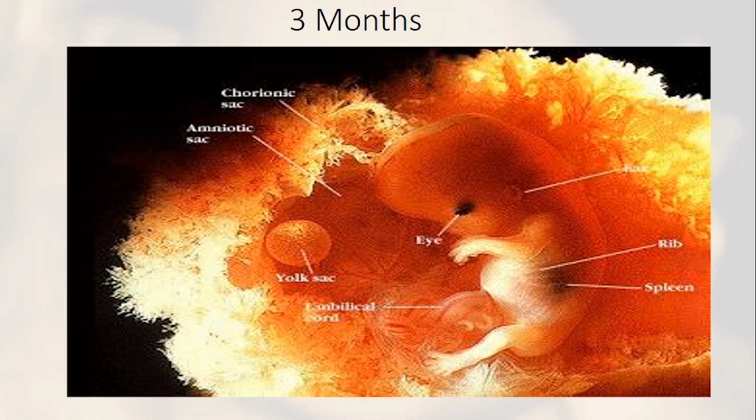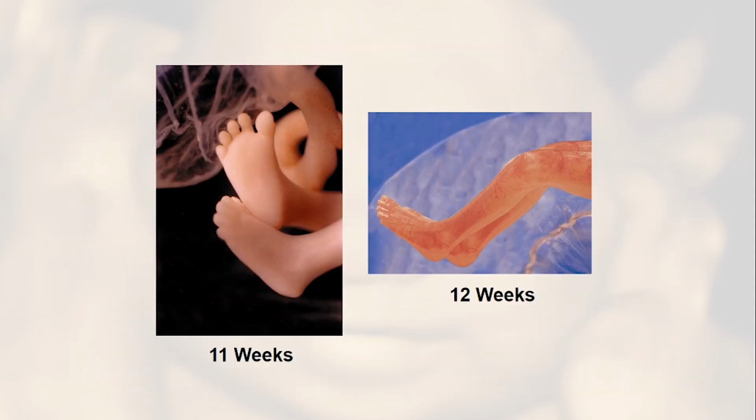And then the limbs are also present. So we see the fetus at the 3rd month here. You can see the legs already recognizable. All the structures are formed already.